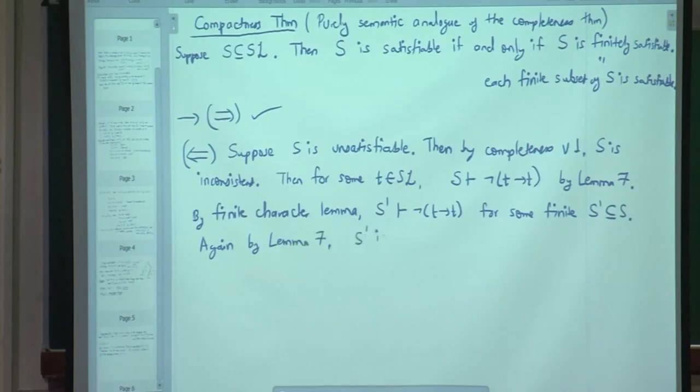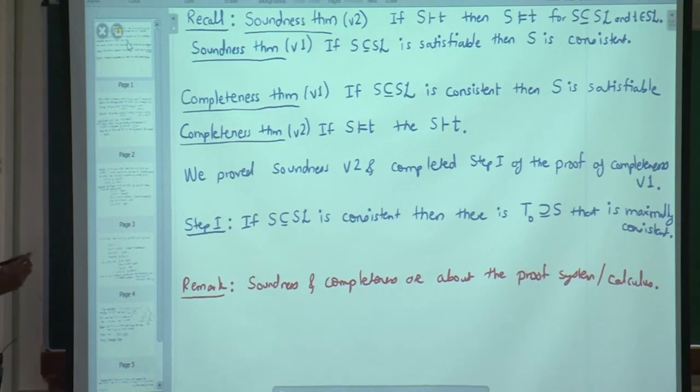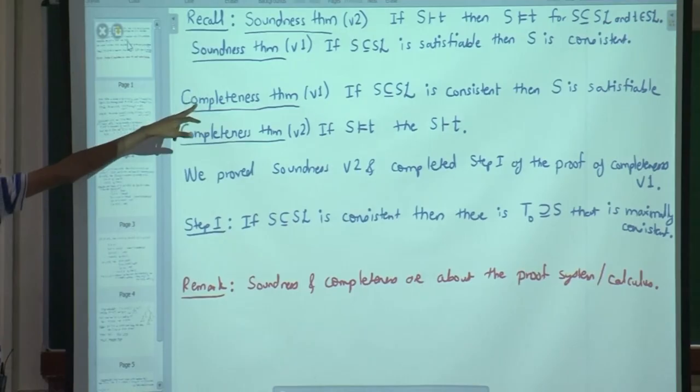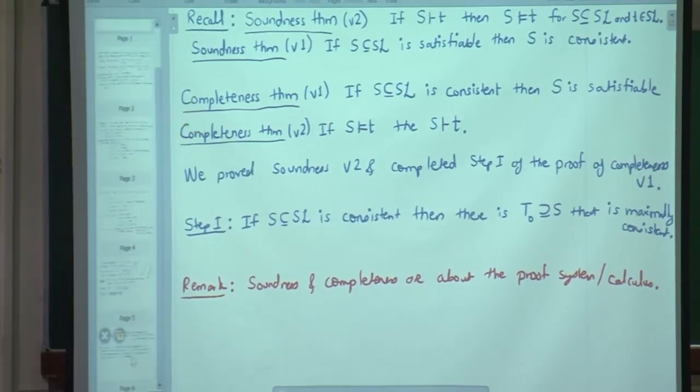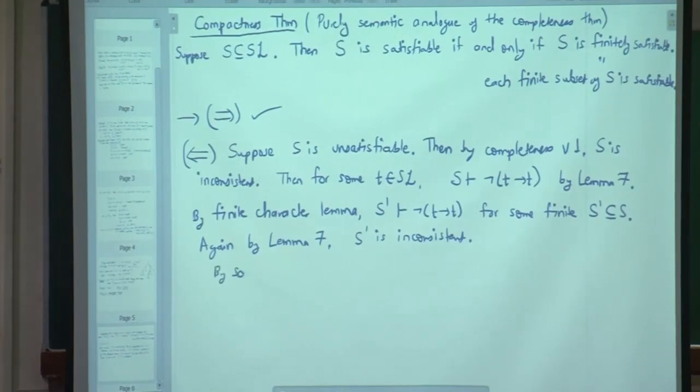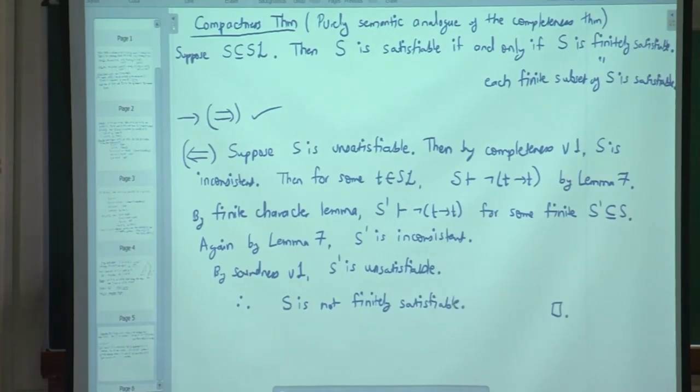So again by lemma 7, S prime is inconsistent, and then we finally use soundness version 1. If it is inconsistent, then it is unsatisfiable. By soundness version 1, S prime is unsatisfiable, and S prime is a finite subset, so that is unsatisfiable. Therefore, what can we conclude? That S is not finitely satisfiable, because one of its finite subsets was not satisfiable. So this is the simple proof of the compactness theorem.